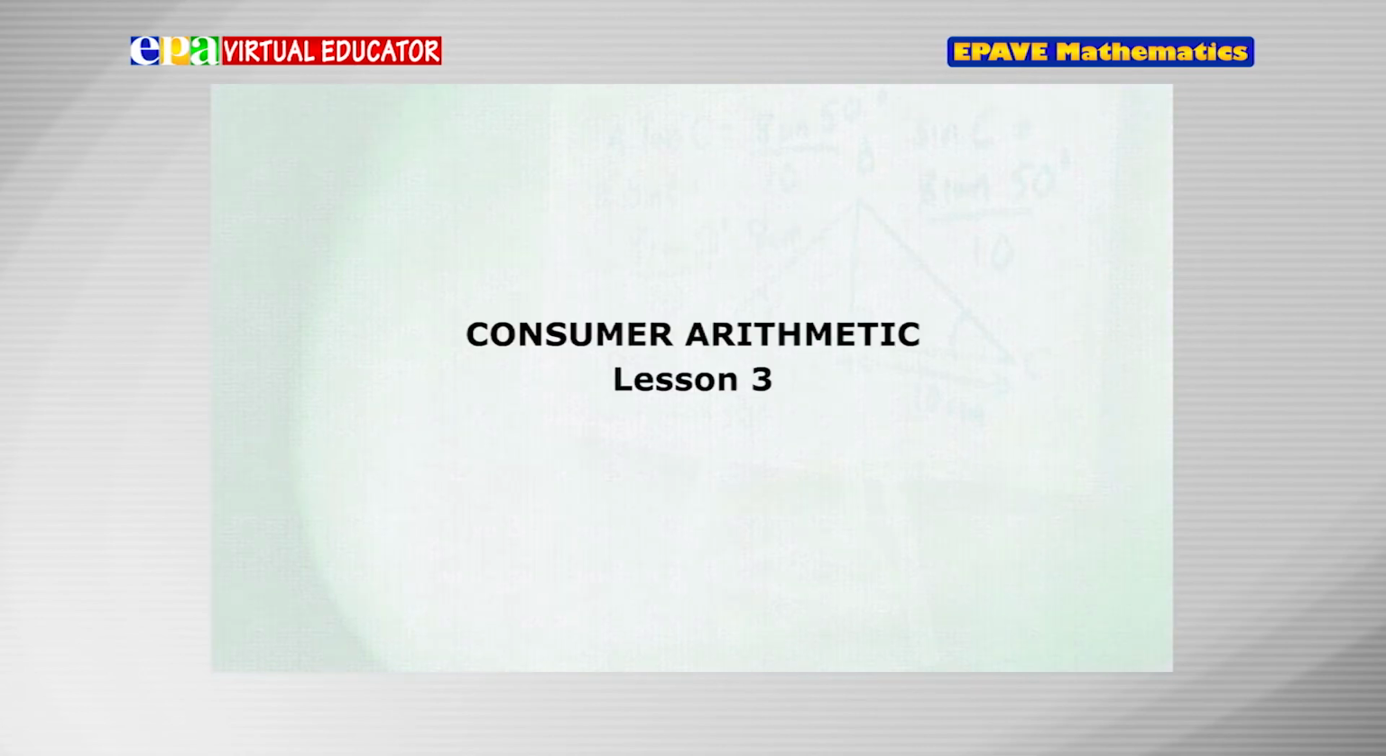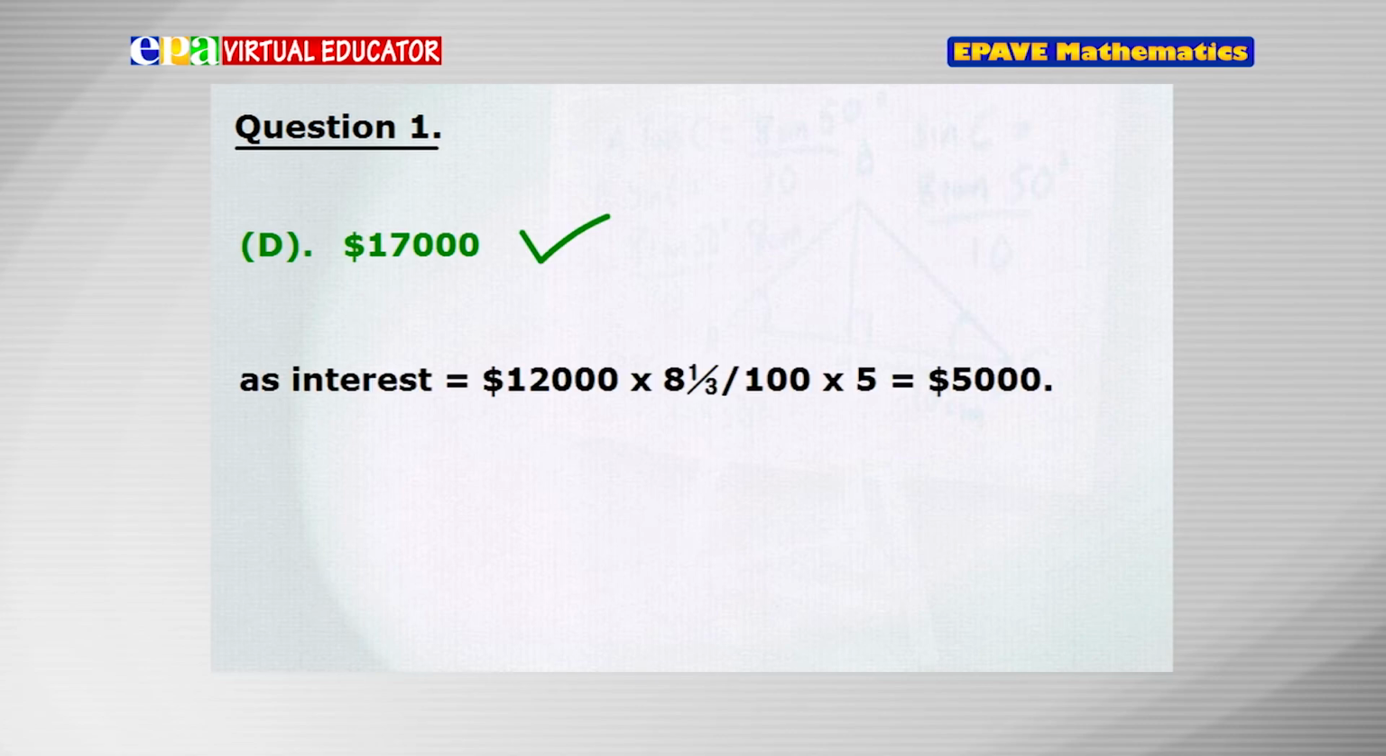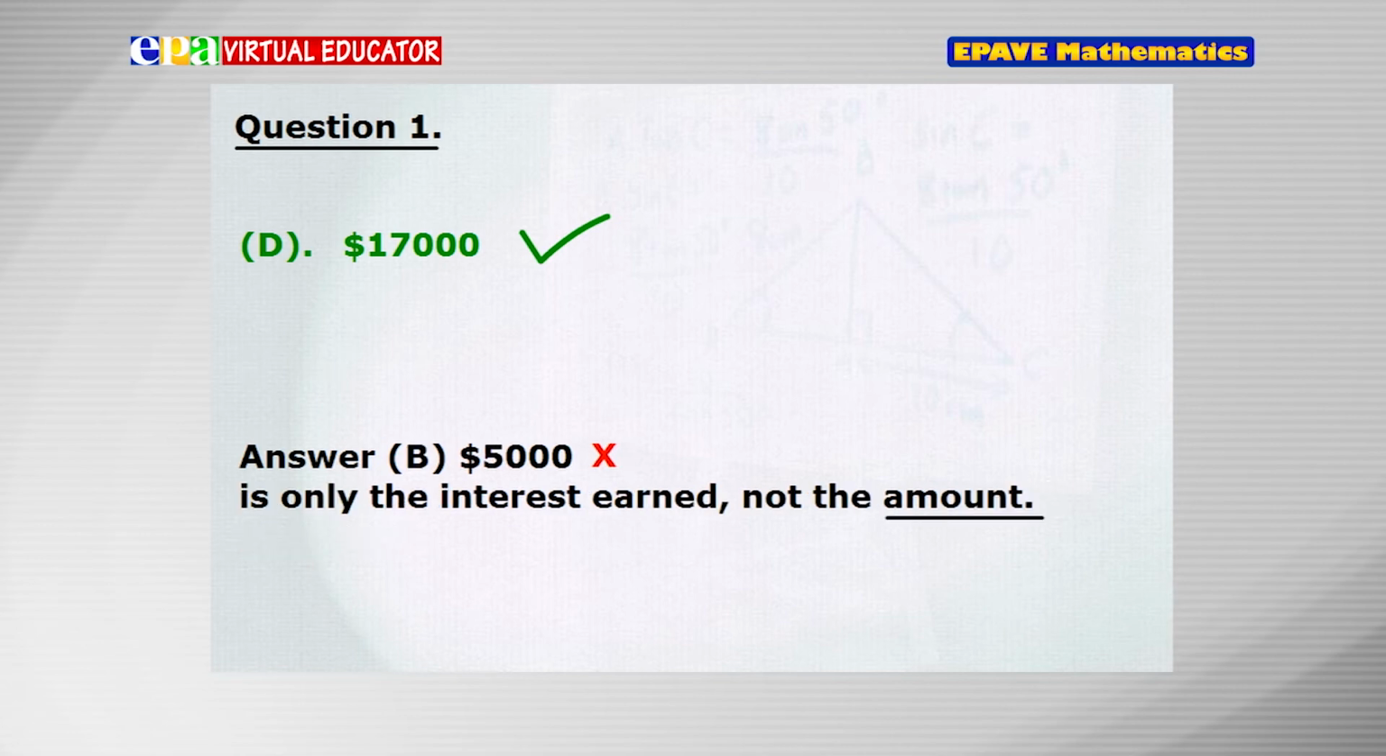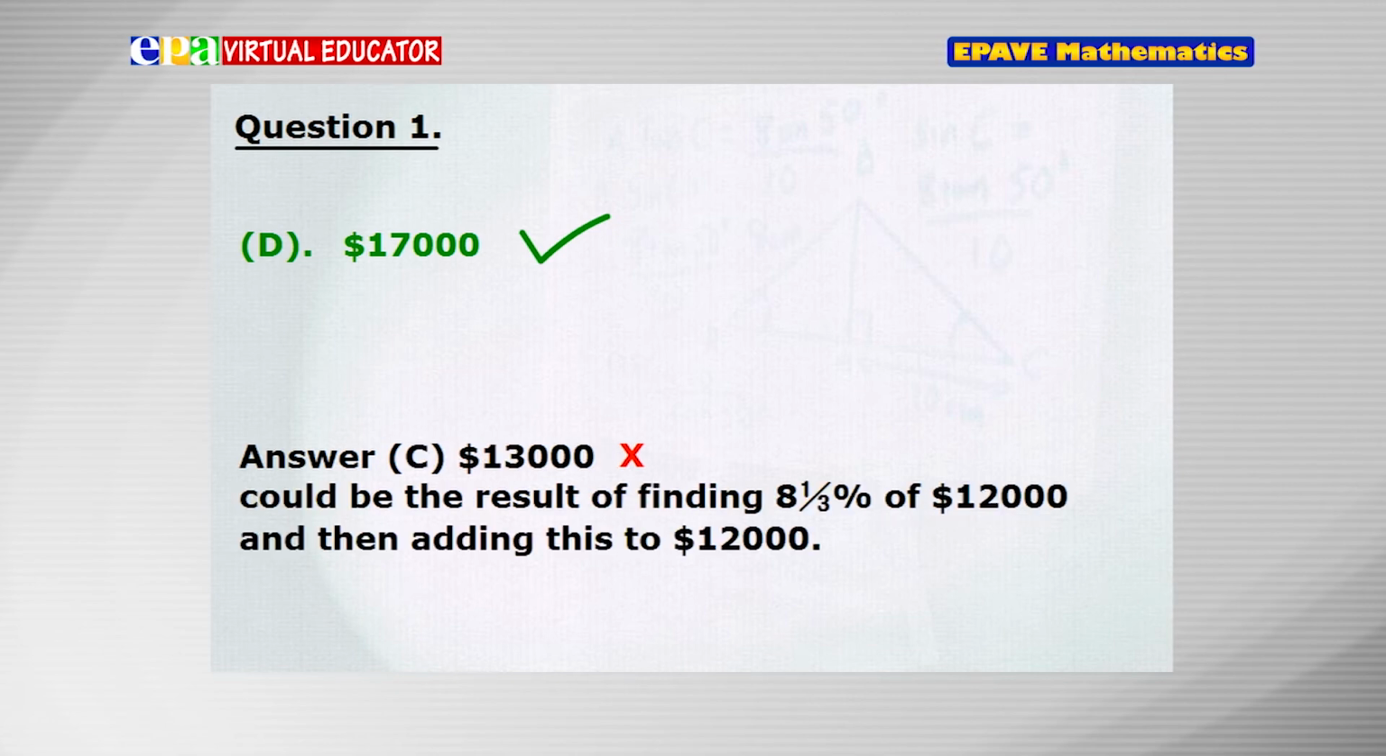Lesson 3. The correct response to question 1 is D, as interest is equal to $12,000 times 8 and 1/3 divided by 100 times 5, which is equal to $5,000. Answer A seems to be the result of just calculating 8 and 1/3% of $12,000. Answer B is only the interest earned, not the amount. Answer C could be the result of finding 8 and 1/3% of $12,000 and then adding this to $12,000.